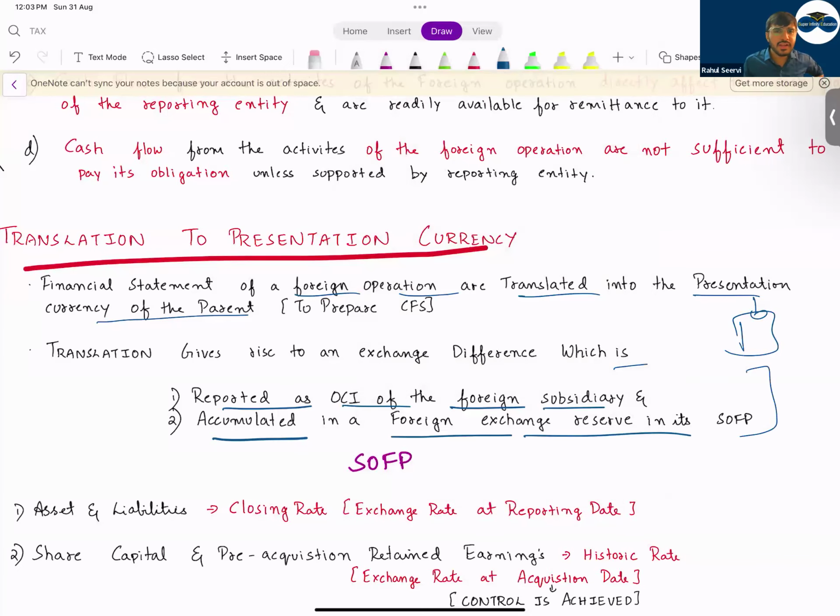Can this gain or loss be reclassified? Anyone? The exchange gain or loss, can we reclassify this to P&L? Chalo, say me. Can we reclassify this to P&L?